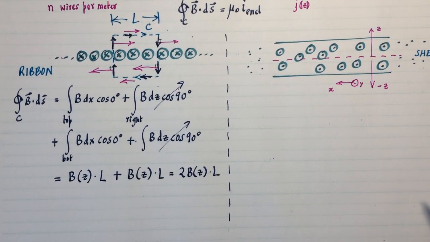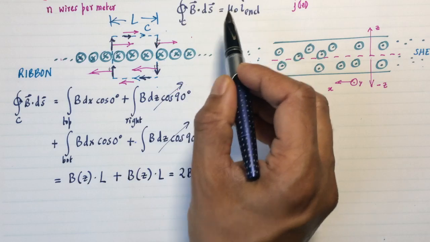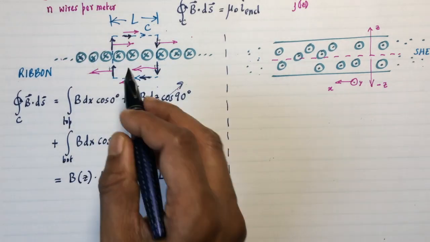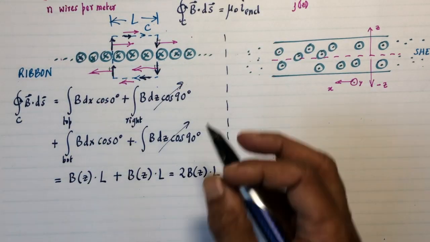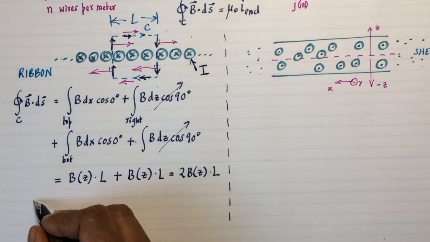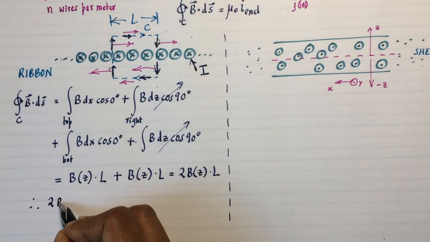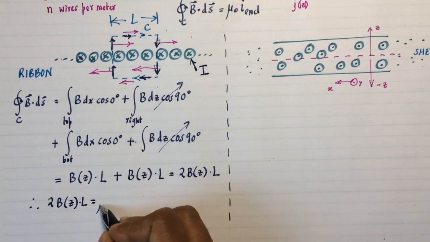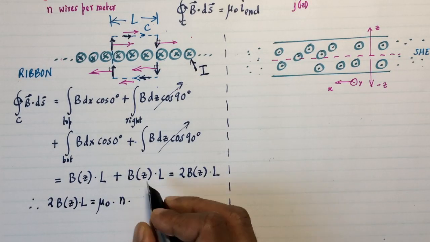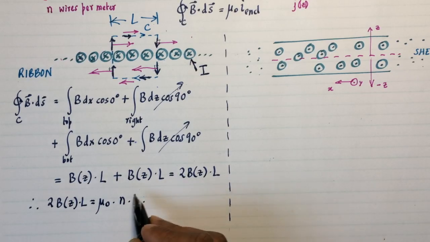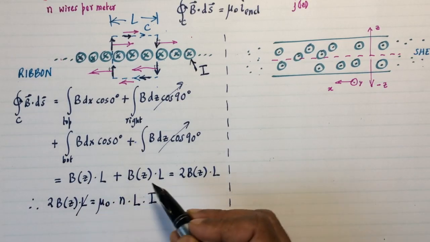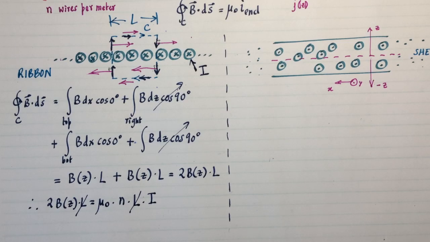The right hand side of the ribbon cable is the current enclosed. I've told you there are n wires per meter, so the current enclosed is just the number of wires, which is n wires per meter times L, times the current in each wire, which is, let's call it capital I. So I get, therefore, 2B of z times L is equal to mu naught times the current enclosed, which is n wires per meter times the length, that will give you the total number of wires, times the current in each wire, which I'll call I. Observe now, L cancels, as it should, because L is a figment of your imagination.